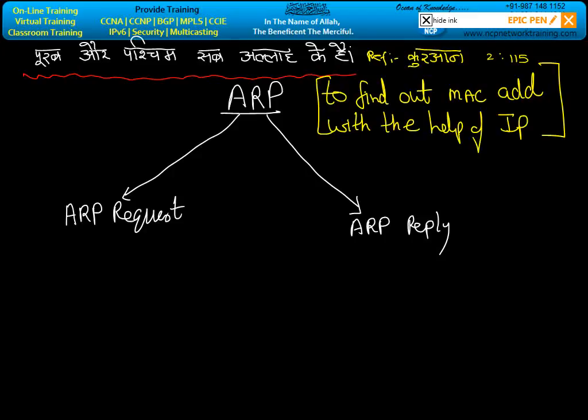ARP works on layer 2 of the OSI model. In most training centers, they discuss the OSI model in the beginning, but I will discuss the OSI model in the last, after finishing CCNA.